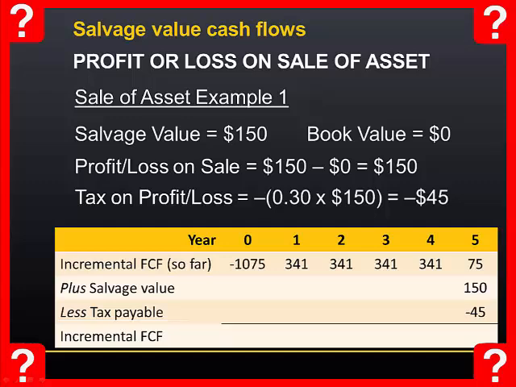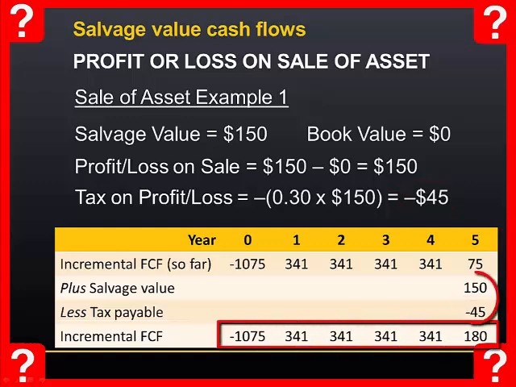Even though some of these numbers are very similar, it's very important to understand the difference between a cash flow and something that is not a cash flow. The salvage value is cash that's received and is therefore a cash flow. The profit, although it happens to be the same number because the book value is 0, is not a cash flow. It's an accounting entry. However, the tax that we pay on the profit is a cash flow and gets recorded. So these are the incremental free cash flows, including the salvage value and including the tax on the profit on the sale of the asset.